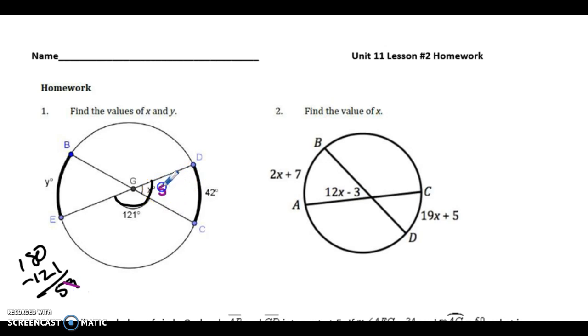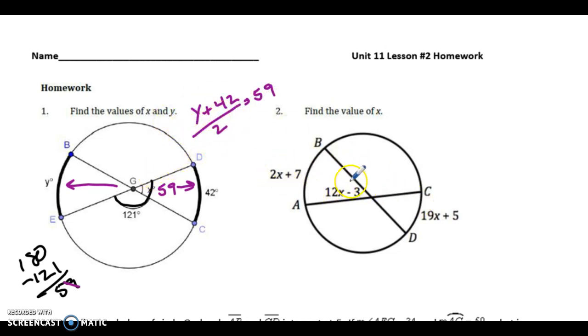So this is 59. And then we learned a rule in class that the average of these arcs will give me that inside angle. And so I could say y plus 42 divided by 2 should equal 59. And that's how you're going to solve for y. Make sure you finish that one up.